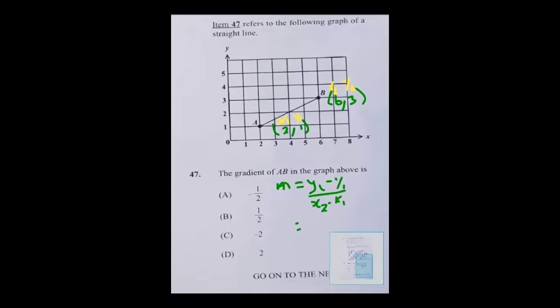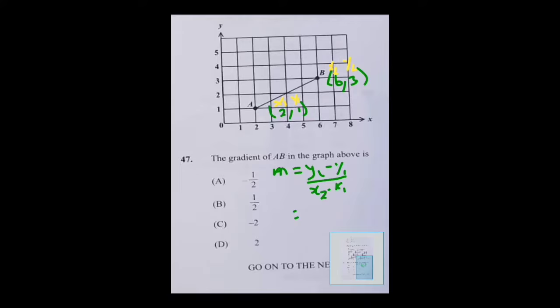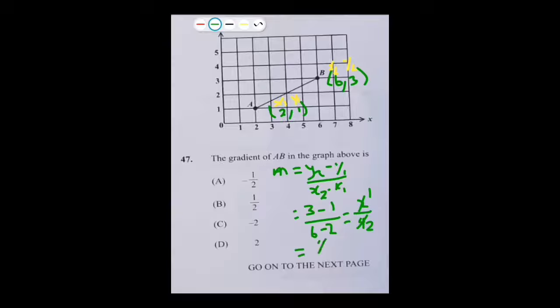Now substituting our values for x1, y1, x2 and y2, we're going to have y2 as 3 minus y1 as 1, divided by x2 as 6 minus x1, 2. Simplifying, we have 3 minus 1 is 2, divided by 6 minus 2, which is 4. Simplifying that, we'll have half. So our gradient m is equal to half, which is B.